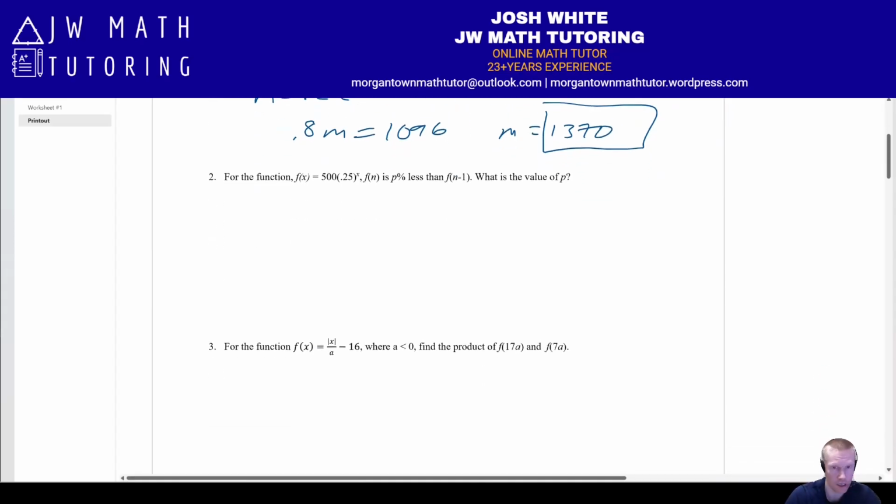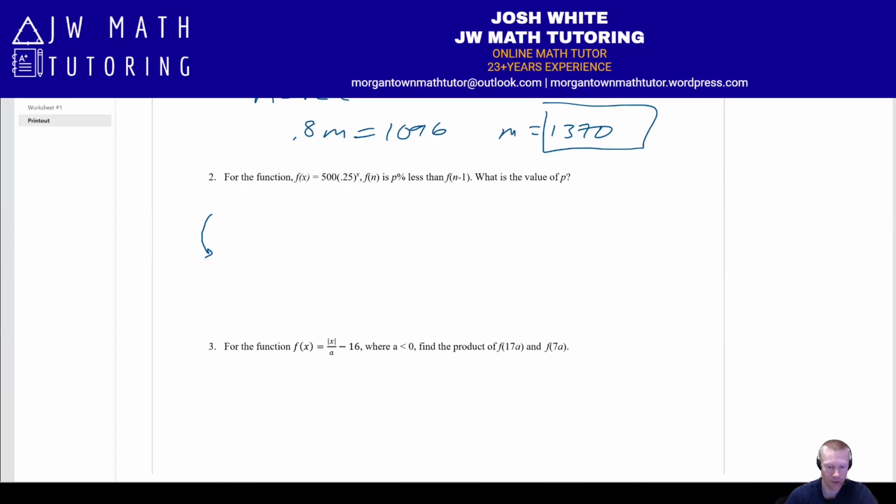All right, let's talk about number 2 next. Here you have an exponential function. It's basically decreasing, and it says that f of n is p% less than f of n minus 1. So what this is basically saying is you plug in some value, and essentially the one before it, in other words, one less than that value. If you started there and went to this recent one, it went down by p%. That's really what's going on.